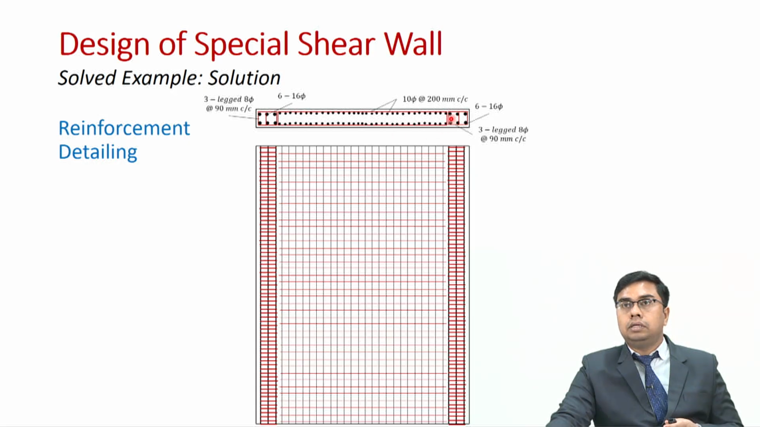Then in this boundary element and in this very boundary element, you can find that the longitudinal reinforcement comprises 16 mm dia bars. There are 6 in number in this boundary element and 6 in number in this boundary element, and the stirrups or ties in the boundary element comprise 3-legged 8 mm dia bars at 90 mm center to center, which comprises a 2-legged closed tie and 1 cross tie. It is shown over here. It is self-explanatory. Also it is shown in the elevation as well.